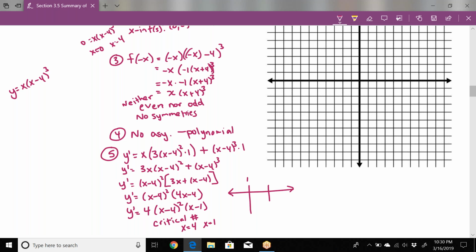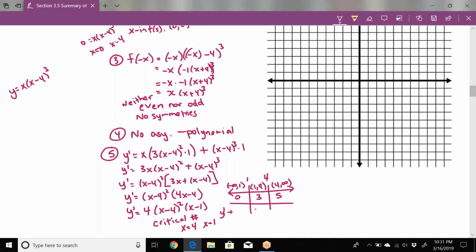So 1 is first because it's least, then 4. This is the region negative infinity to 1. This is the region 1 to 4. This is the region 4 to infinity. We pick a test value in each region, so 0, 3, and 5. You plug it into y prime, and you're just checking the signs.